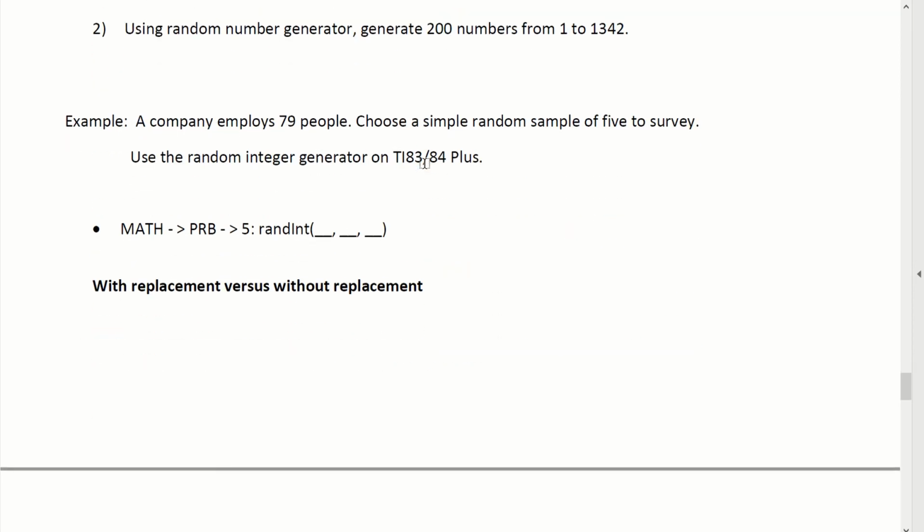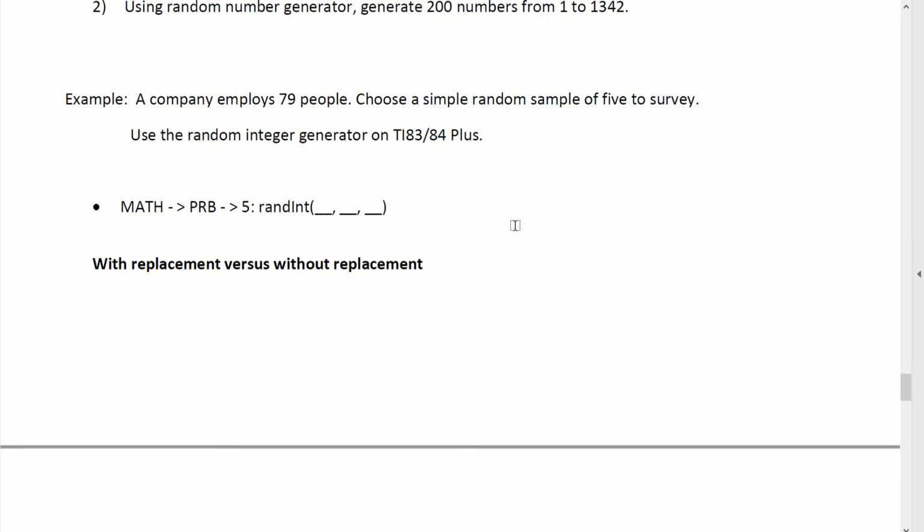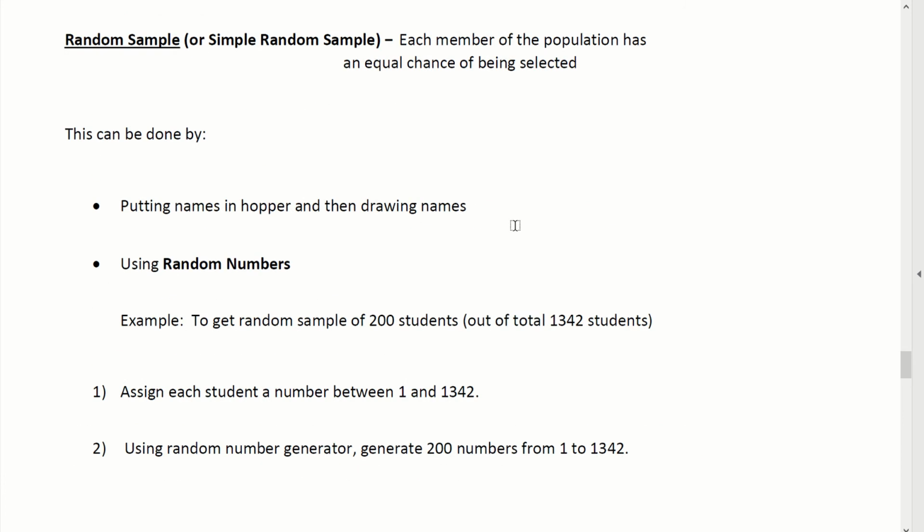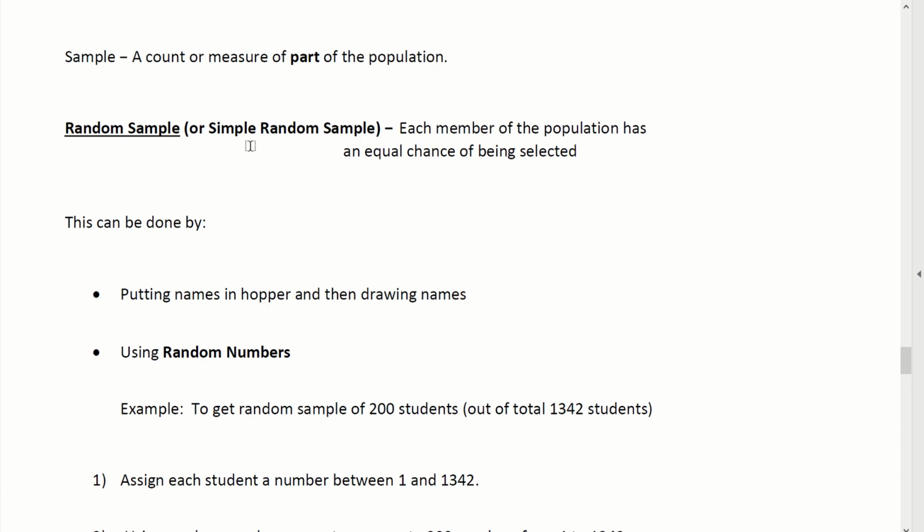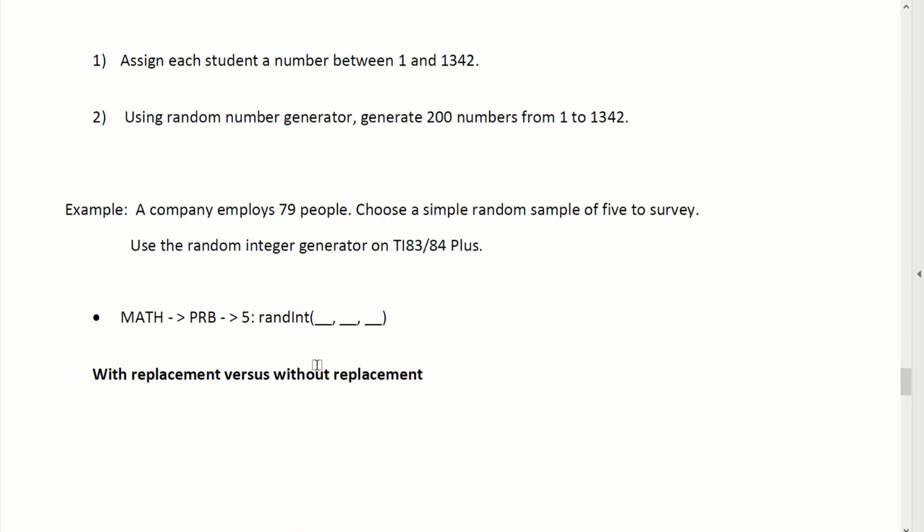For example, the TI-83 and 84 has a random integer between command where you just tell the calculator, I want so many numbers between this number and a second number, and it will generate them for you. Excel is also fantastic at this. There's a random function command in Excel, as well as a bunch of different apps online that you can use to generate a list of random numbers should you want to do so. But the thing to take away from this is when we talk about a simple random sample, every member of the population has an equally likely chance of being selected.